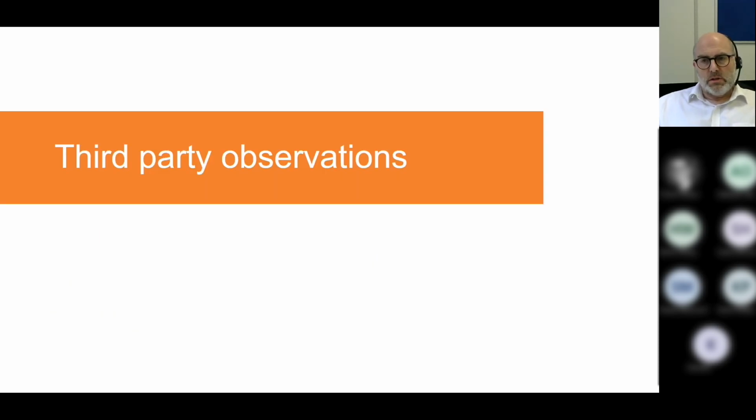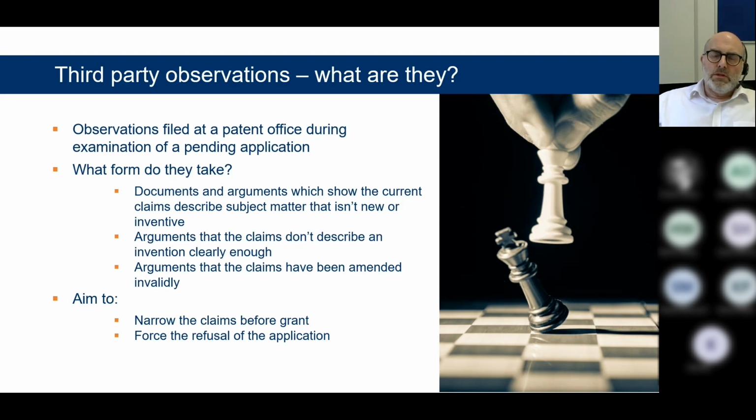So third-party observations, they're quite common. They're getting increasingly more popular, especially in Europe. And I have quite a lot of experience in this, and I think it's a great way of trying to challenge patent applications. So what are they? We've mentioned that they're not really against granted patents, only pending applications. And effectively what you do is you simply write to a patent office and you say, this particular patent application should not be allowed, don't grant it because of one of the following reasons. And I've listed a few reasons there.